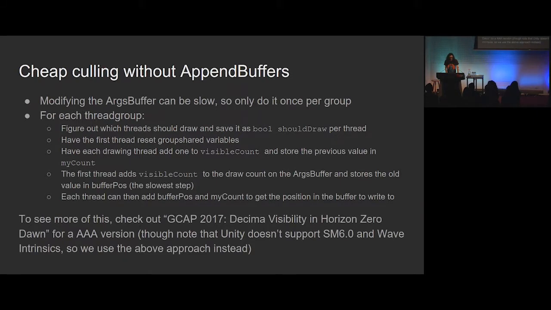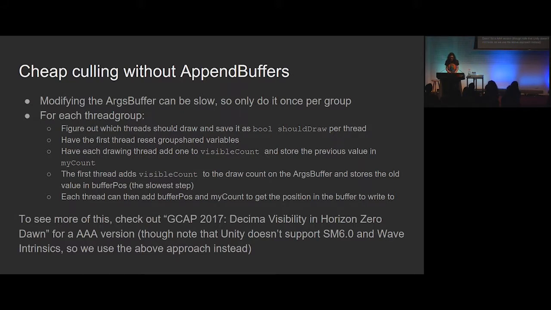One trouble we had was when we tried to write this, AppendBuffers didn't run on our target platform. I believe they run now. I've just seen a report from Unity, but at the time they didn't, and this has actually allowed us to do some neater stuff anyway. One of the big concerns, if we're not using an append buffer and its trickery to update that args buffer, is that modifying that args buffer can be really slow because we have to do it as an atomic operation. If we're doing it 16 times, that's a lot more expensive than if we only do it once. Fortunately, we can only do it once per group because we know our index within the group and we have some group shared variables.